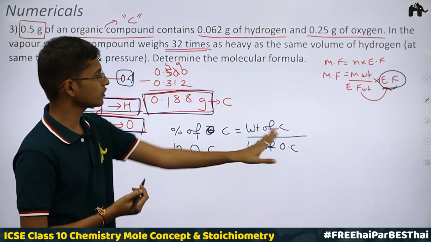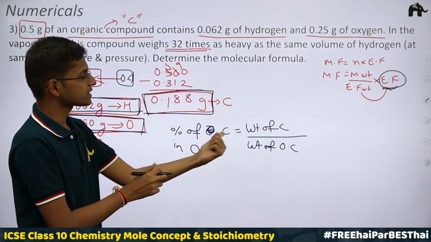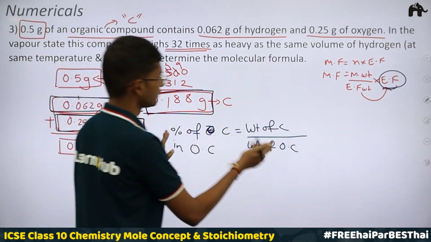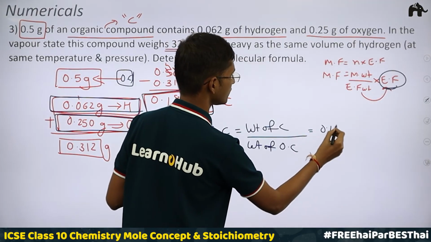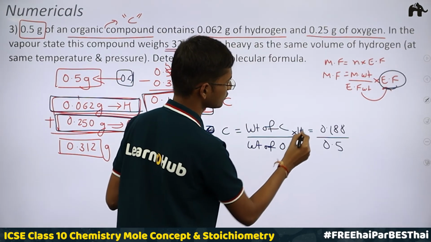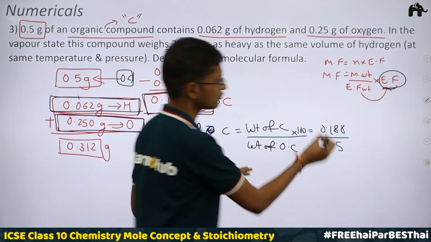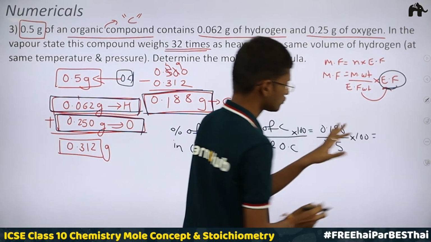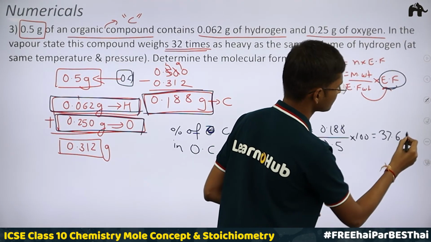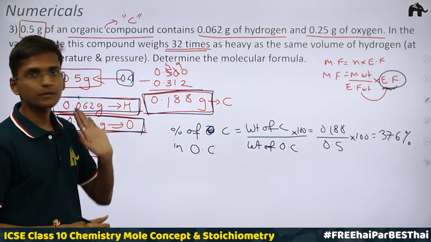Now, what is the weight of carbon? Just now we have figured it out, because we need to find the percentage by weight of carbon, hydrogen and oxygen. So the weight of carbon is 0.188 by 0.5, and now into 100, because here we are finding the percentage, so I missed the 100. This ratio is multiplied by 100, and you solve this, you would get something around 37.6%. So 37.6% of carbon is present.